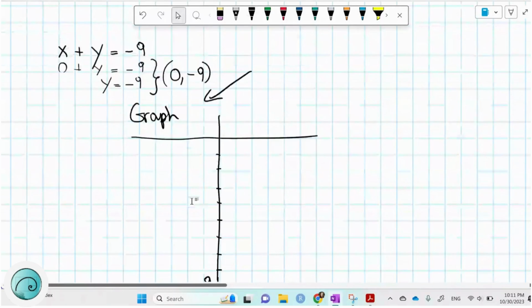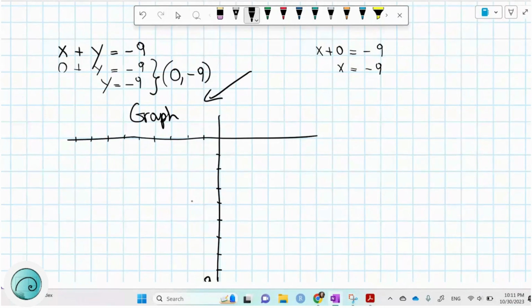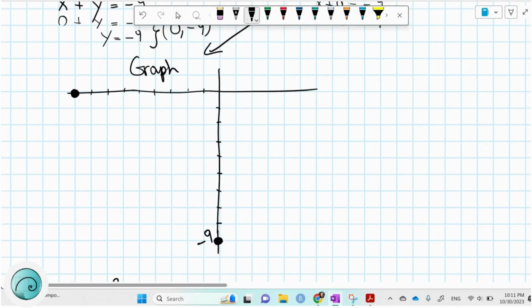And then I make y 0. So x plus 0 is negative 9. So x is also negative 9. So 1, 2, 3, 4, 5, 6, 7, 8, 9, negative 9. There we go. This is my graph, or the sketch of my graph.